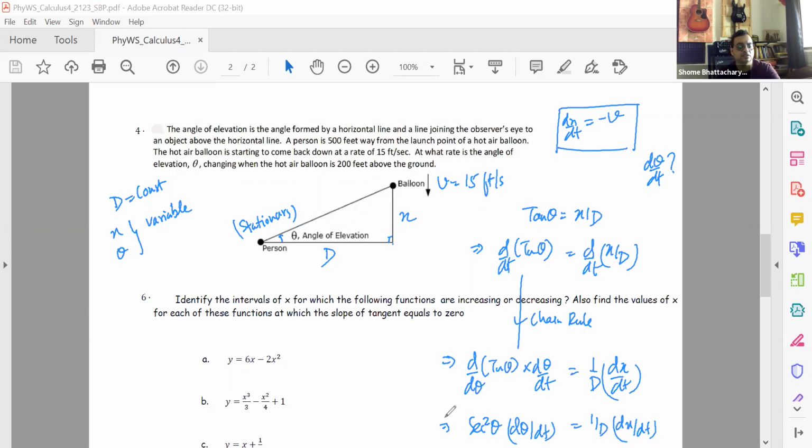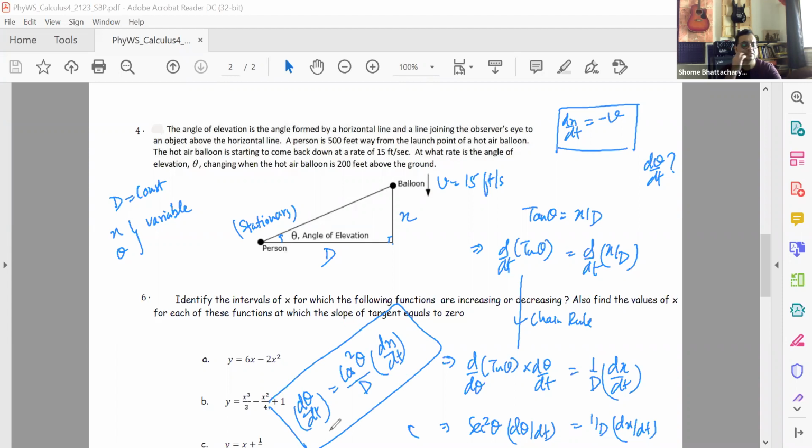Okay, so if I invert this relation, now I can say that d theta by dt is equal to 1 by sec square theta, which is the same thing as cos square theta by d into dx by dt. So this is the relationship between the two rate of changes, the rate at which x is changing and the rate at which theta is changing. Now we'll see how we have to substitute the values given over here, because it is given to us that at the instant when v is 15 feet per second, the value of x is 200 feet, whereas the value of d is 500 feet. So we'll see how we'll make use of that also.